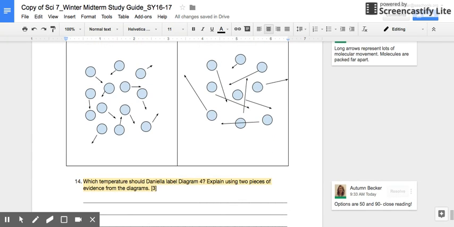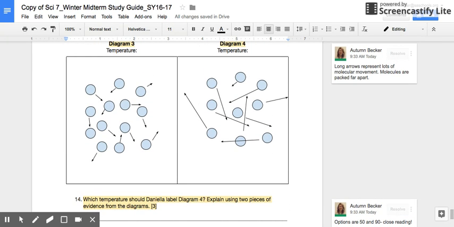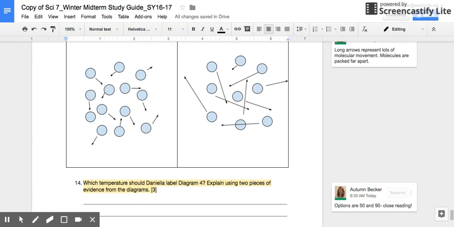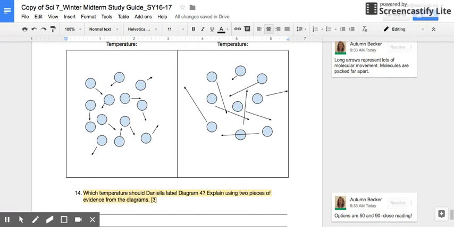What are my two pieces of evidence to support that? My two pieces of evidence are that the longer arrows show that there's faster movement between the molecules, which happens at higher temperature, and the molecules are farther apart from each other, which happens when molecules are at higher temperatures. Those are your two pieces of evidence, and that's how you should have been interpreting this model provided.